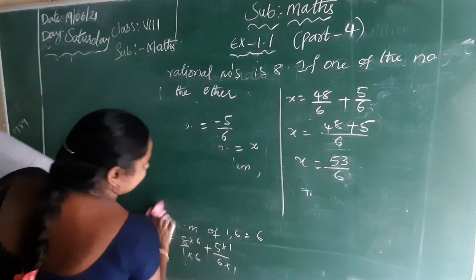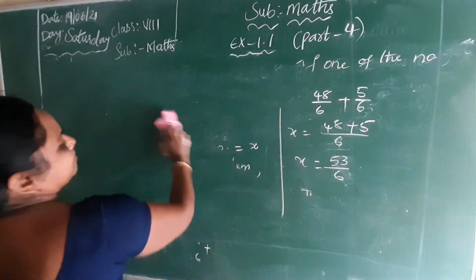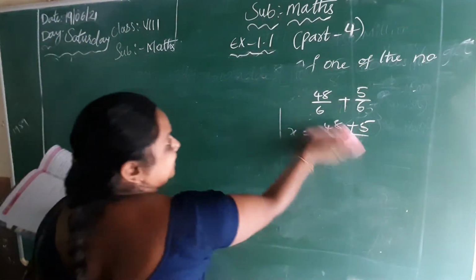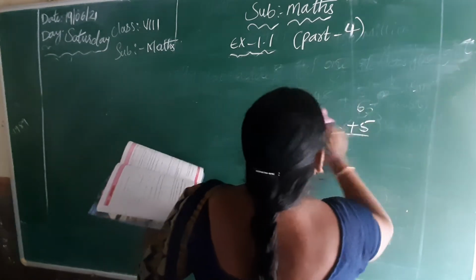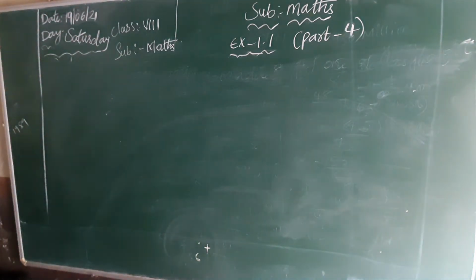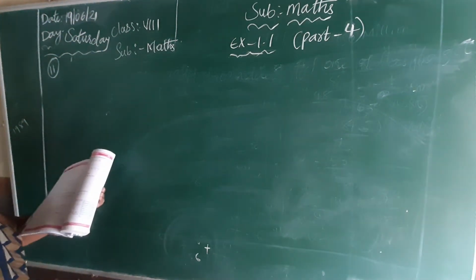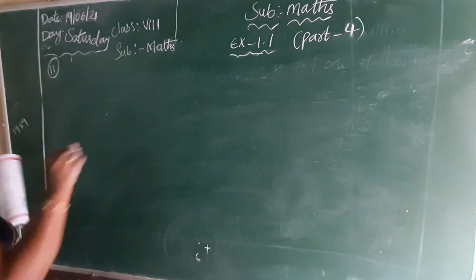11th question, is subtraction associative in rational numbers? Subtraction is associative in rational numbers or not? We need to check it out, the 11th question. So here given, is subtraction associative in rational numbers?